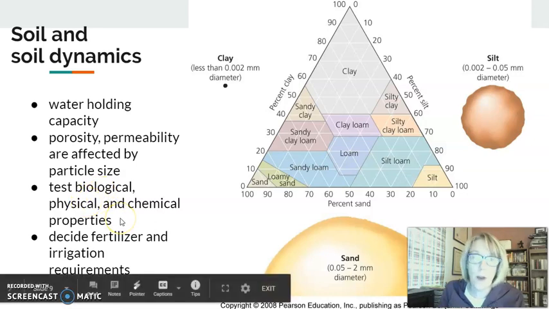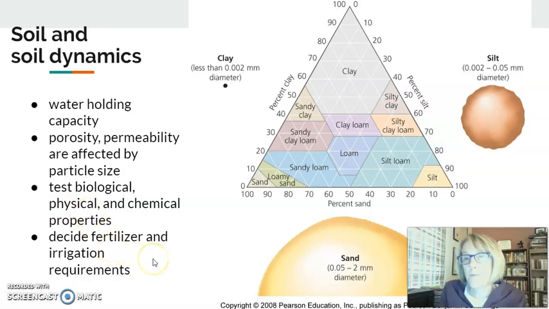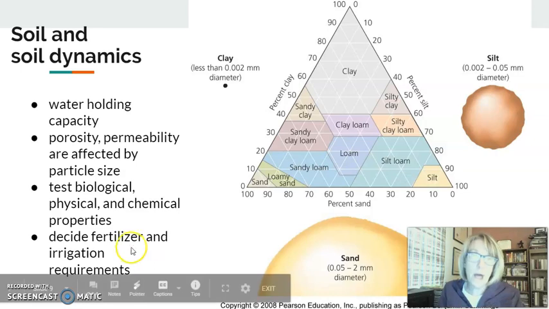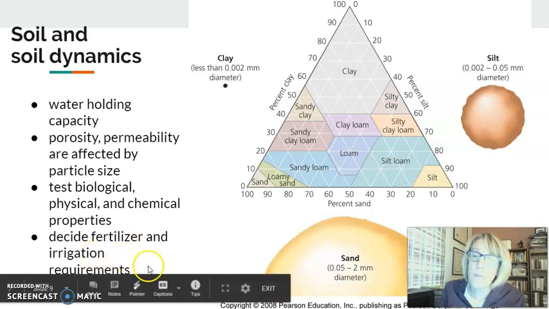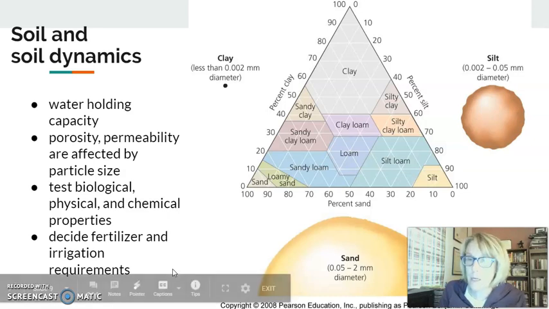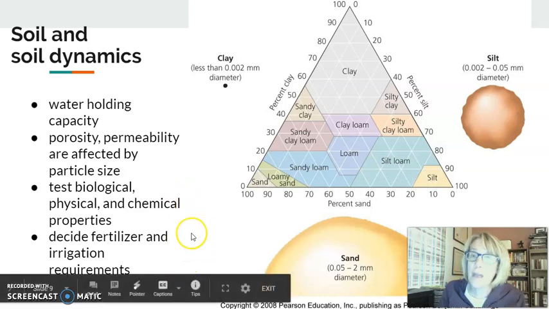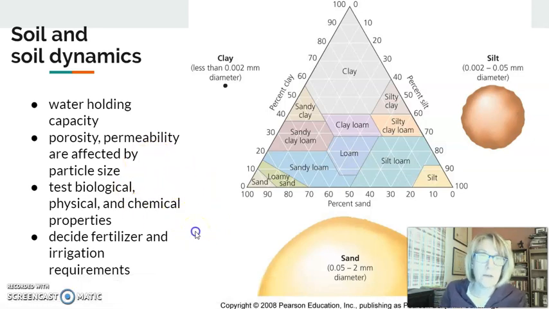physical, and chemical properties. All right, and all of these things help us decide basically our fertilizer use, when to apply it, what kind of irrigation requirements, what kind of crops are going to grow best in that particular soil type. So again, go back and review that soil lab is really a good place to see all those things.